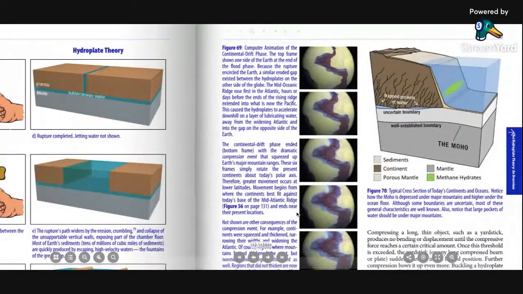Typical cross-section of today's continents and oceans. Notice how the Moho is depressed under major mountains and higher under the ocean floor. Although some boundaries are uncertain, most of these general characteristics are well known. Also notice that large pockets of water should be under major mountains.